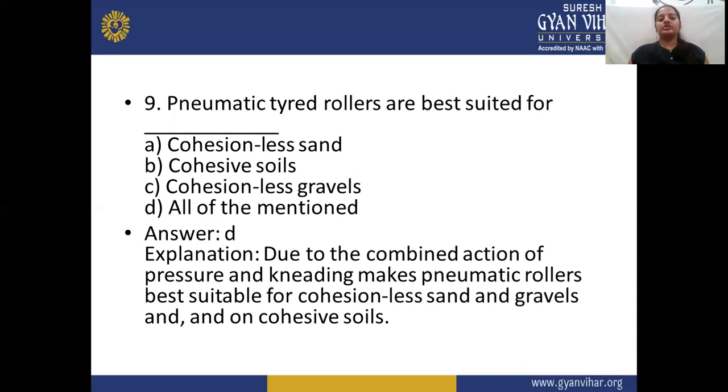For ninth question, the pneumatic tire rollers are best suited for cohesionless soil, cohesive soil, cohesionless gravels, and all of the mentioned. So the answer is all of the mentioned. Explanation is due to the combined action of pressure and kneading. Kneading is pressing them into a denser area, removing all the voids. Kneading makes pneumatic rollers best suitable for cohesionless soil, cohesionless sand, gravels, and cohesive soils.